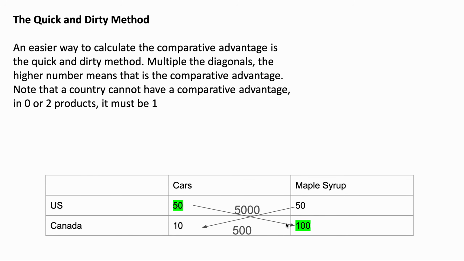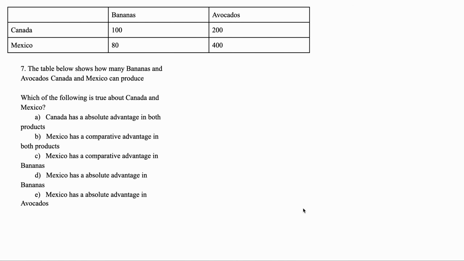If we multiply these two diagonals, 50 times 100, we get 5,000. Multiply these two diagonals, we get 50 times 10, that's 500. 5,000 is bigger than 500, so the comparative advantage is the United States in cars and Canada with maple syrup, the two different boxes that we multiplied. So it's whatever number is bigger, and then that's the comparative advantage. So let's actually practice all of this. Pause the video and do the question, look and see if you can get this correct.